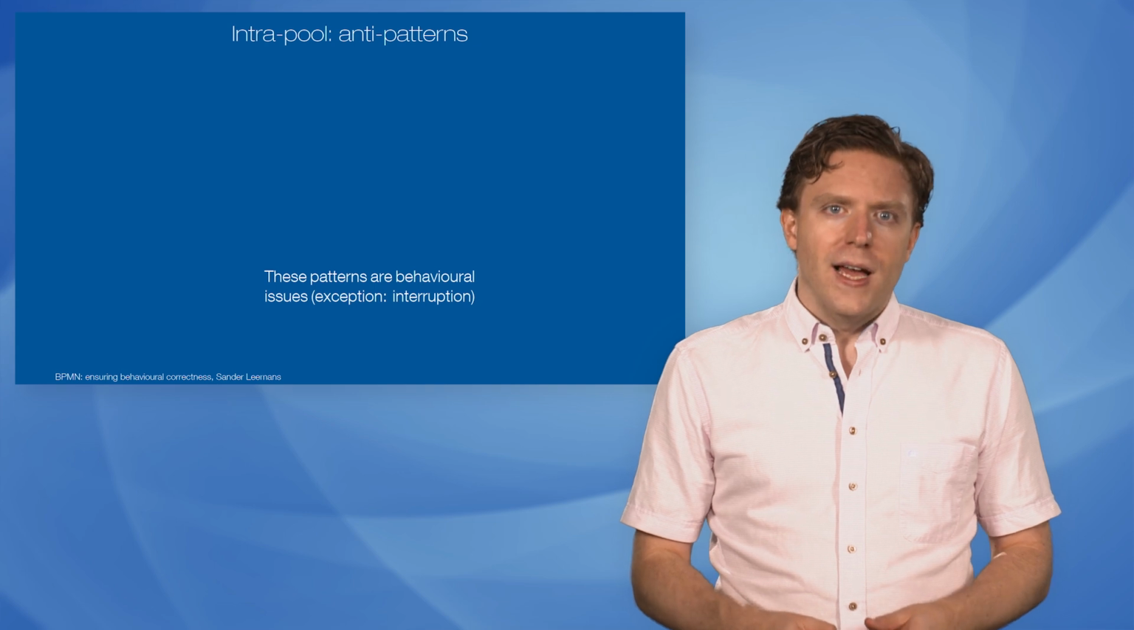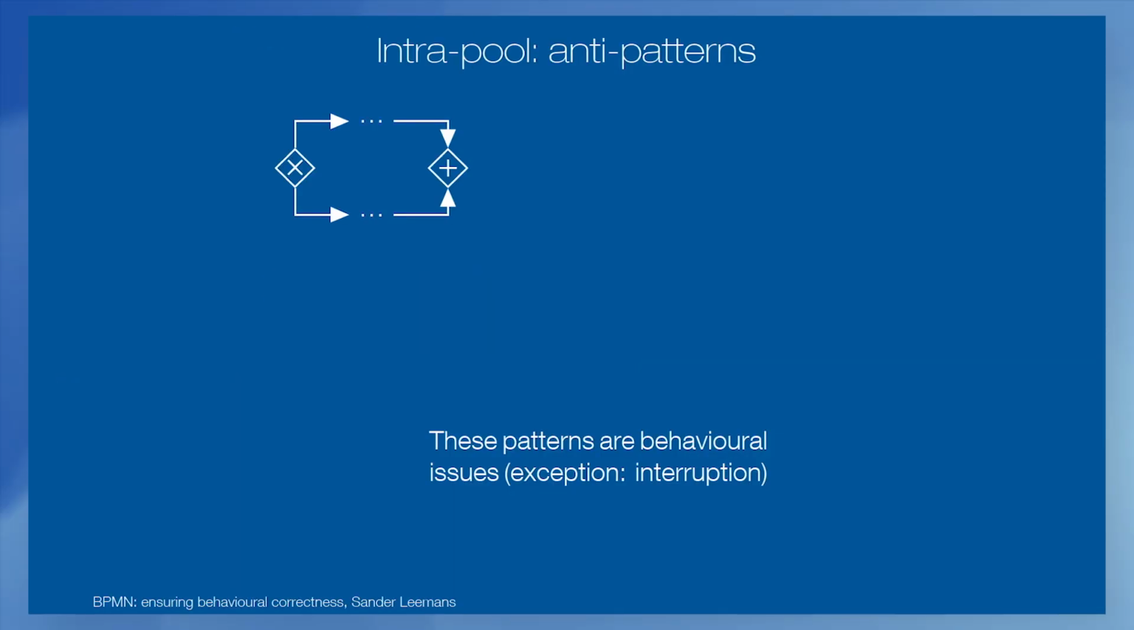So let's look at these patterns. The first one is an XOR split and a parallel join. Now, if no other arcs or sequence flows come in or go out, then the XOR split will produce a token on either the top or the bottom branch. But the parallel join will require tokens on both of these branches, hence a deadlock.